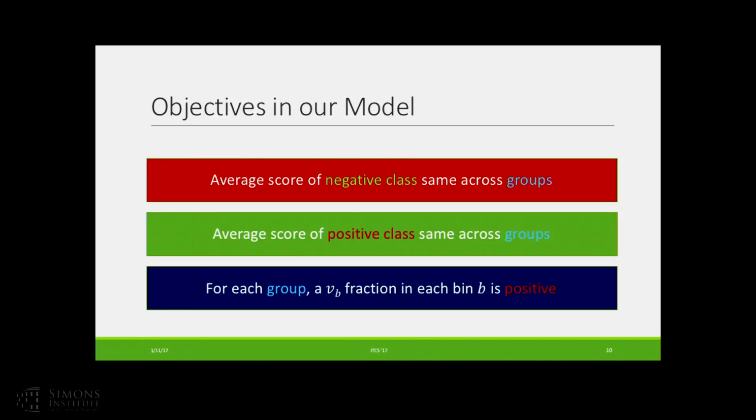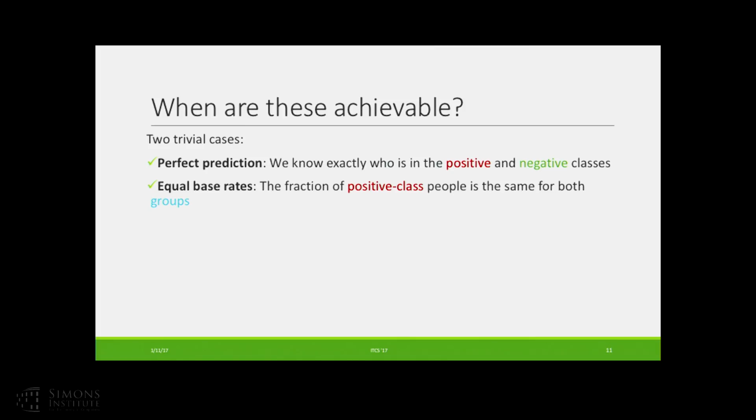Okay, when can we have all these properties? There are two trivial cases when all three of these things are achievable. The first is my favorite: you have perfect predictive power. Sigma contains all the information you need to know who's in the positive and negative class. Then it's straightforward. If you're in the positive class, I'll give you a score of 1. If you're in the negative class, I'll give you a score of 0. I have no errors, and my rule is calibrated. So if you have perfect information, you can do whatever you want.